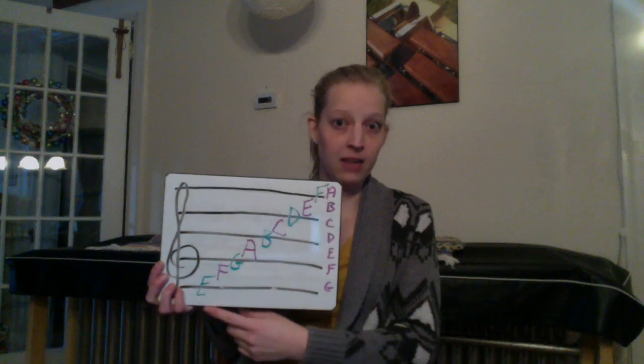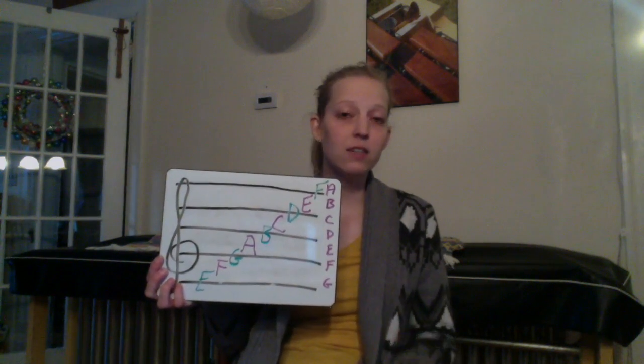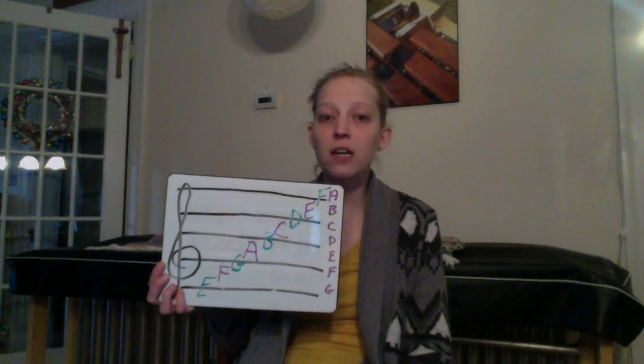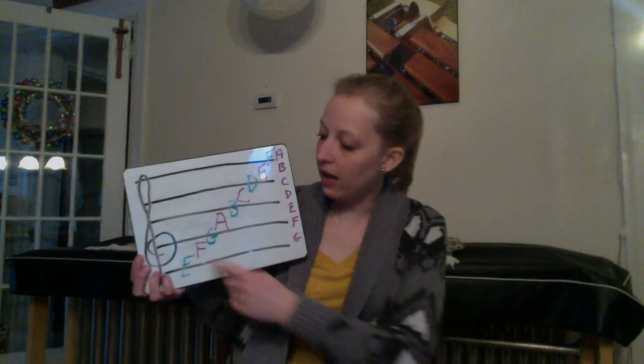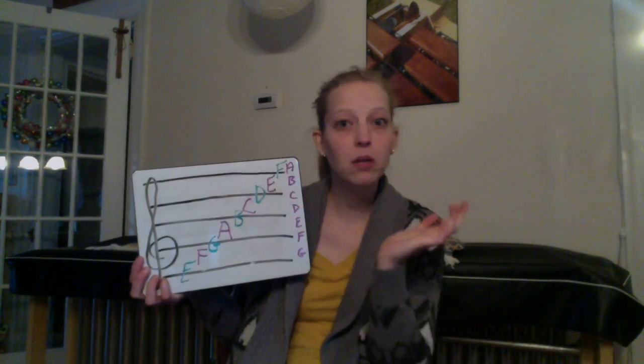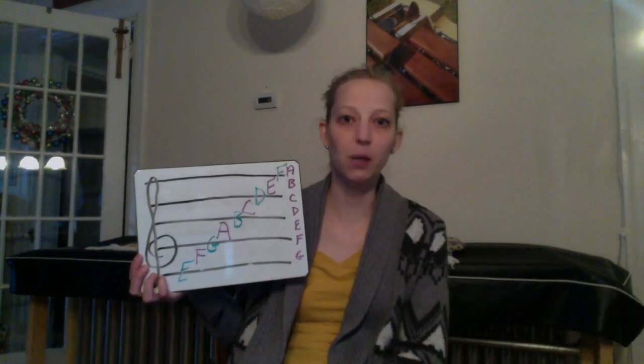Okay, so again, think of a sentence for E, G, B, D, F. Think of a sentence or think of a word for F, A, C, E. You can do face, or you could say fuzzy aliens can eat. Anything you want that makes sense to you. And that will be very helpful.